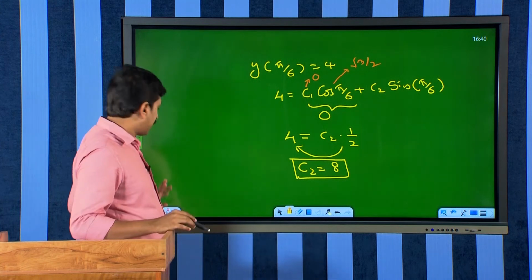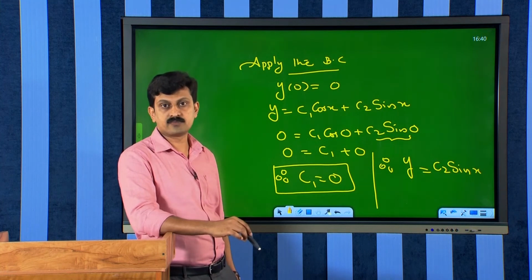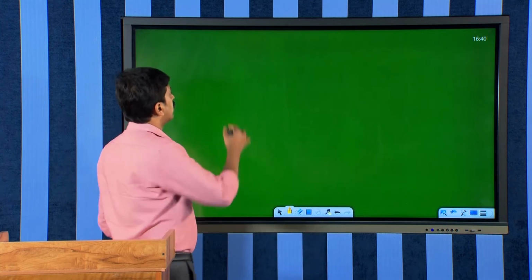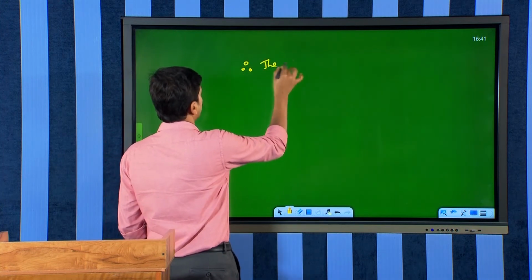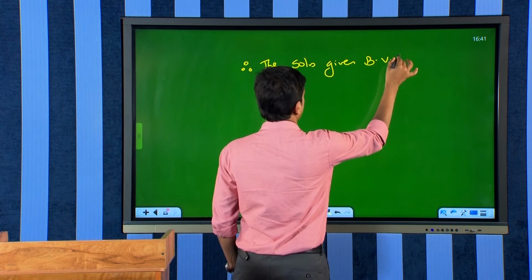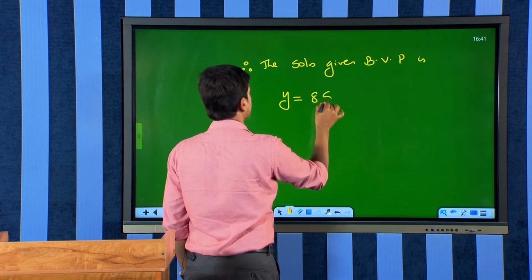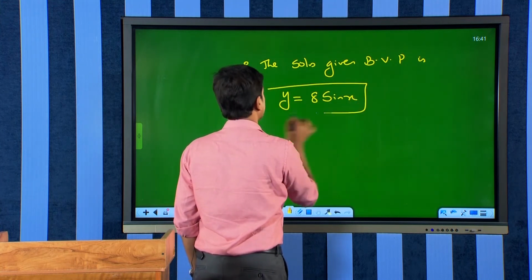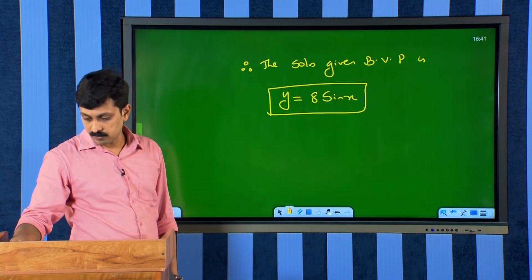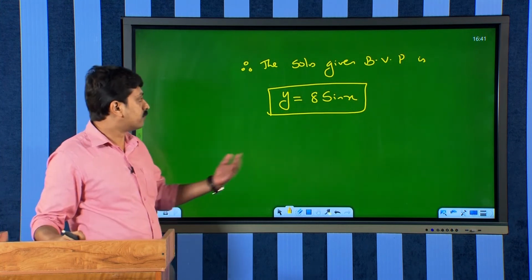Finally, we found that C1 equal to 0 and C2 equal to 8. So, dear students, we have the solution. The solution of the given boundary value problem is y is equal to 8 sin x. So, my dear students, here we found a particular solution for this boundary value problem.